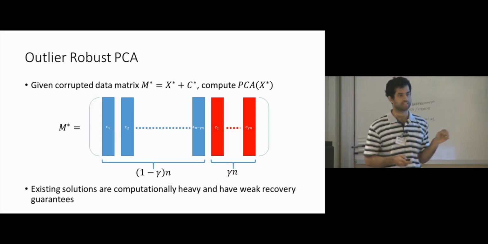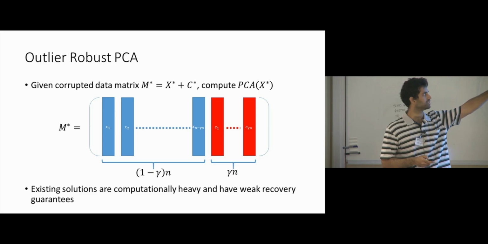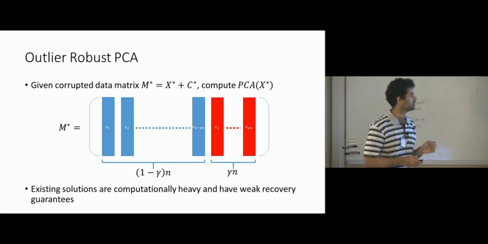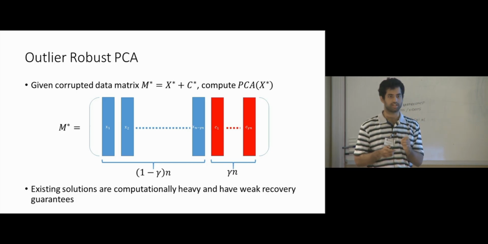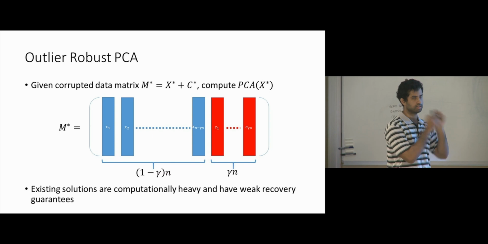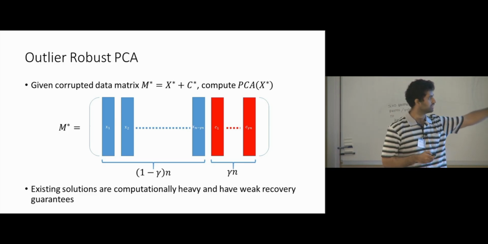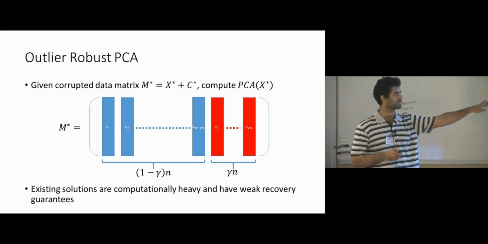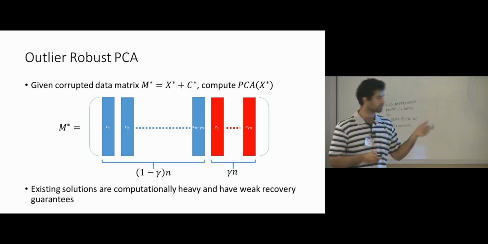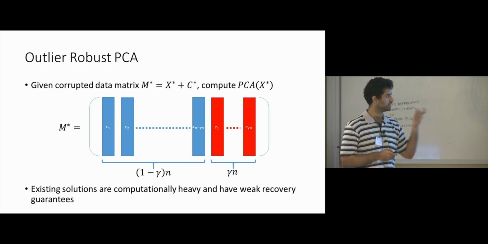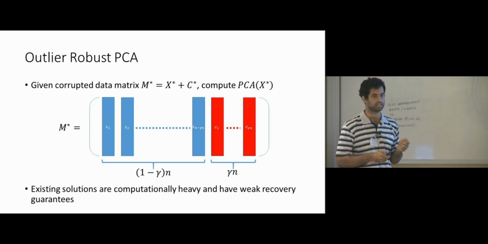In this setting, you're given a matrix M star, which is the sum of your true data matrix X star plus a matrix of outliers C star. And C star has limited column support. And we work in the fully adaptive setting. So an adversary can look at your entire data matrix X star and decide exactly which columns he wants to corrupt. So in this example, in the picture here, the last gamma n columns are outliers. But in reality, you don't know where these outliers are. And the problem with the existing solutions to this outlier robust PCA problem are that they are computationally very heavy and they have weak recovery guarantees.